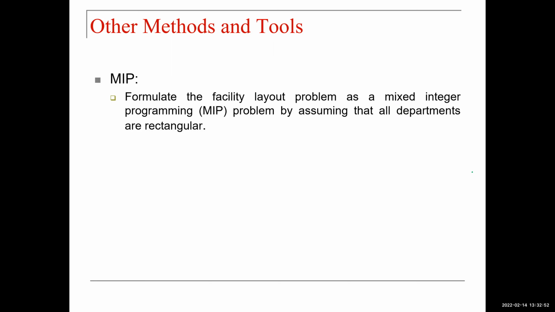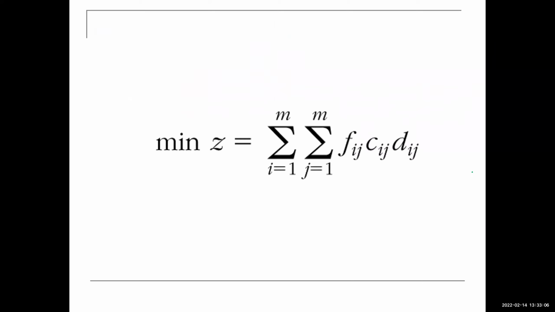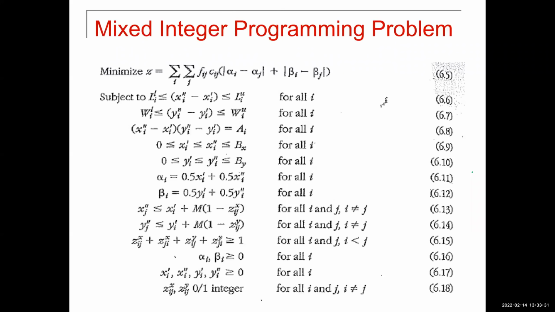But if you're a manufacturing engineering major, don't worry. The idea is that you understand that you can formulate this as a mathematical programming model, in which you're going to have an objective function that we have discussed already: the flow times the cost times the distance, summed over all possible combinations. M is the number of departments. So for all possible combinations, we compute the summation of the flow times the cost times the distance, and we want to minimize this. So we formulate the objective function.